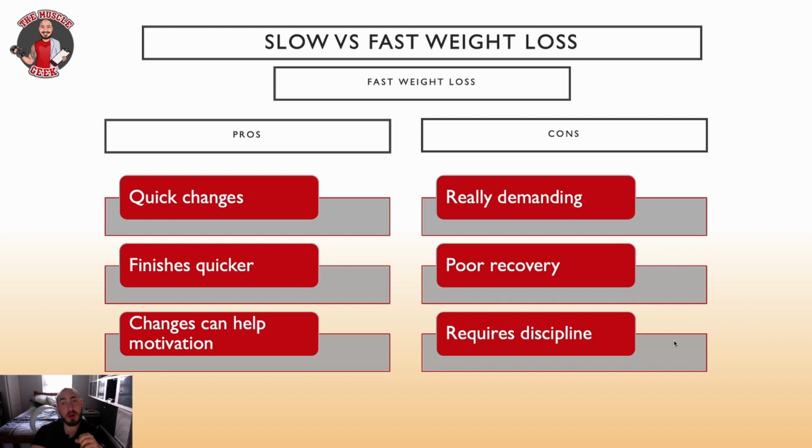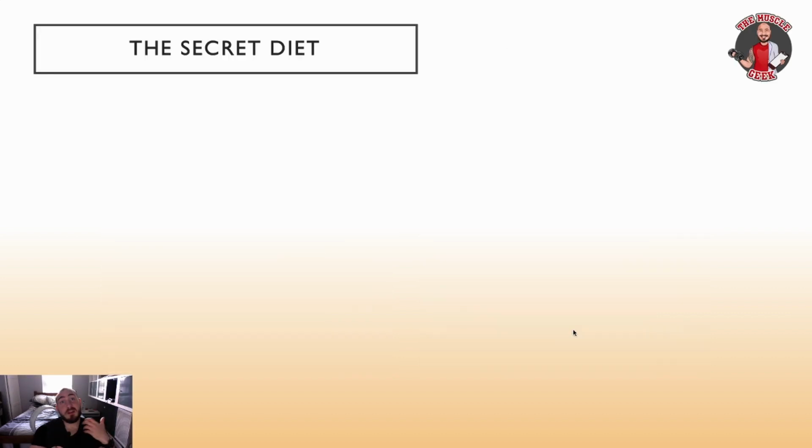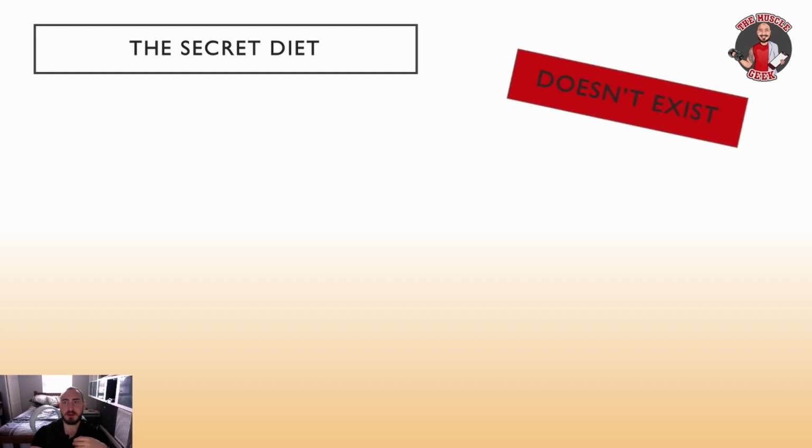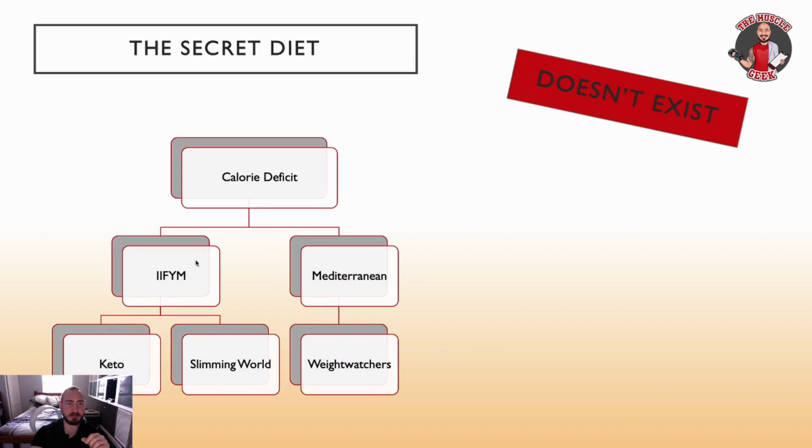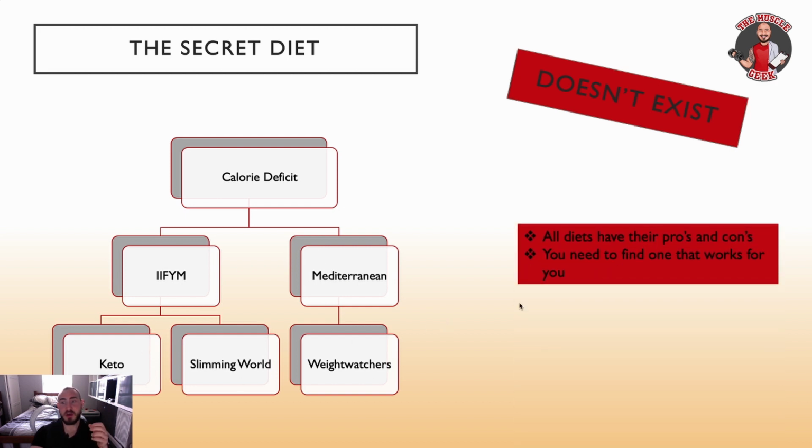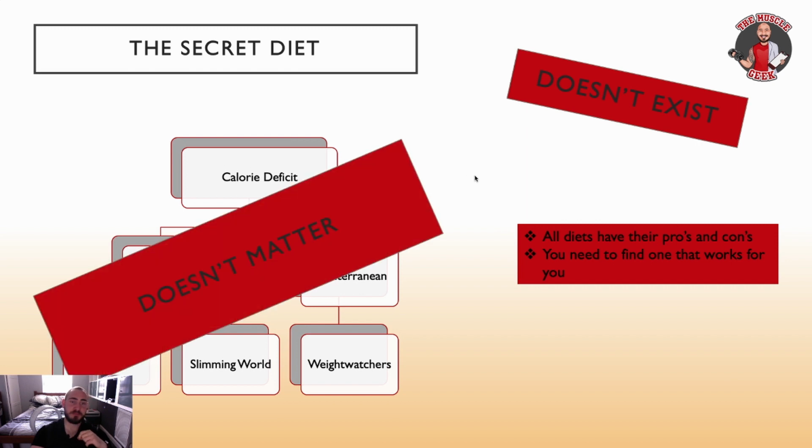And finally, it requires a higher amount of discipline. Now, how many of us, myself included, have seen all these secret diets that you can do to help you lose weight? It doesn't exist. Ultimately, every single diet that comes out is based on a calorie deficit. It doesn't matter if it's fits your macros, a Mediterranean approach, keto, Slimming World, Weight Watchers. All diets have their pros and cons. You just need to find the one that works for you. Ultimately, it boils down to a calorie deficit.